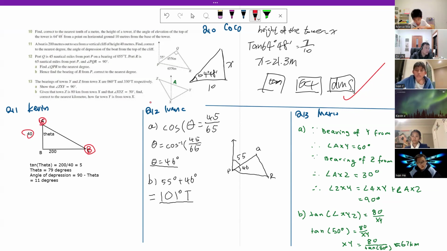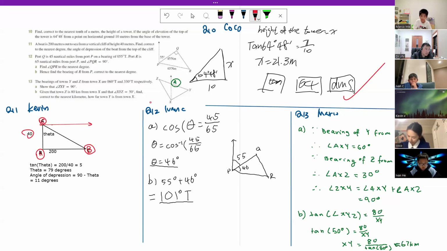Yep. So this is the top. You probably just call it A. That's fine. So A, B, C, looking at that is better. Okay. So we just want to see what's the angle. So Kevin, can you mark in the angle? You said the angle of depression is 90 minus theta. Yeah, that's fine. So you should mark in this.